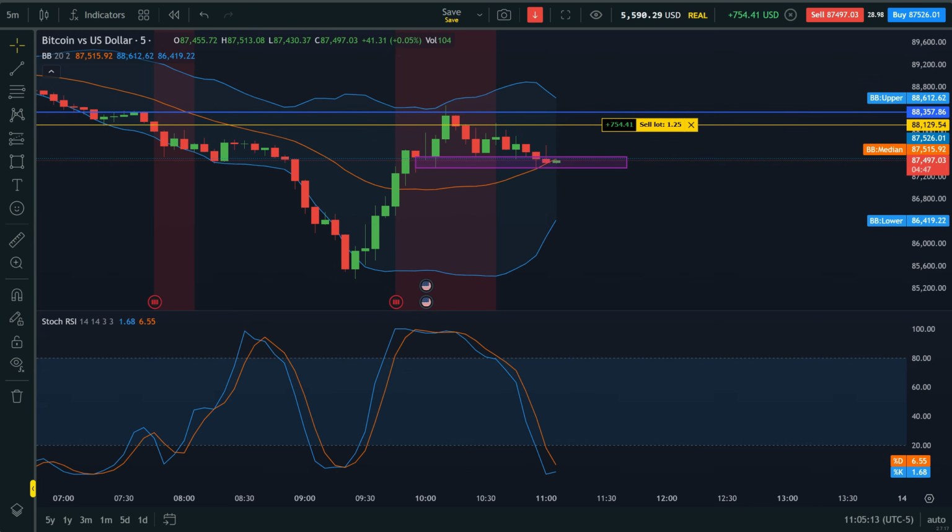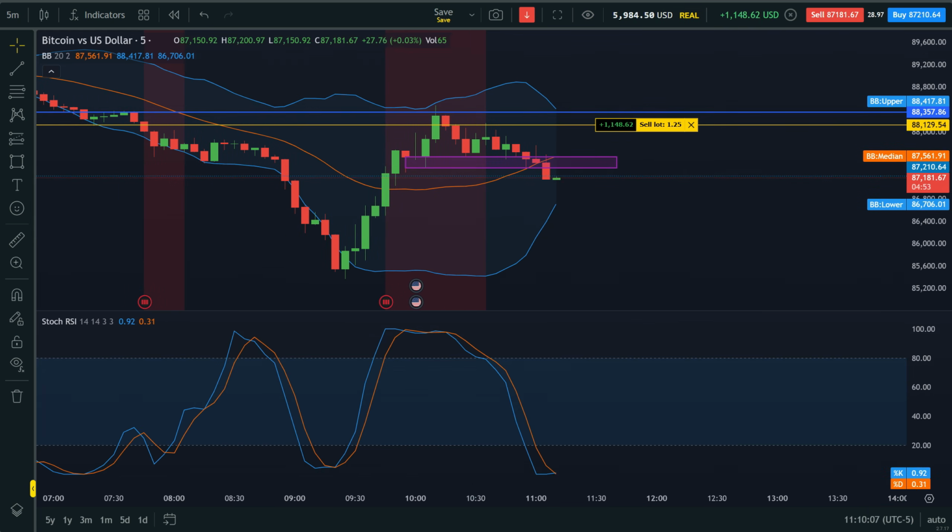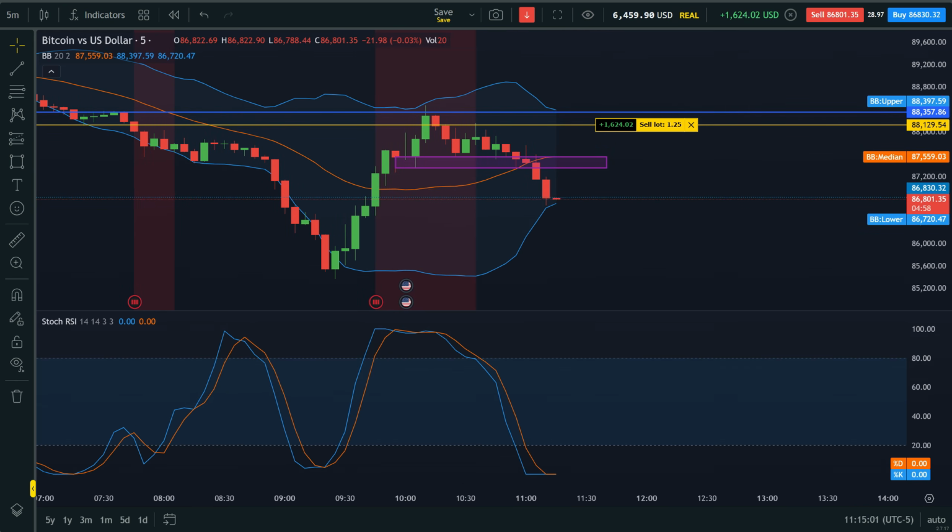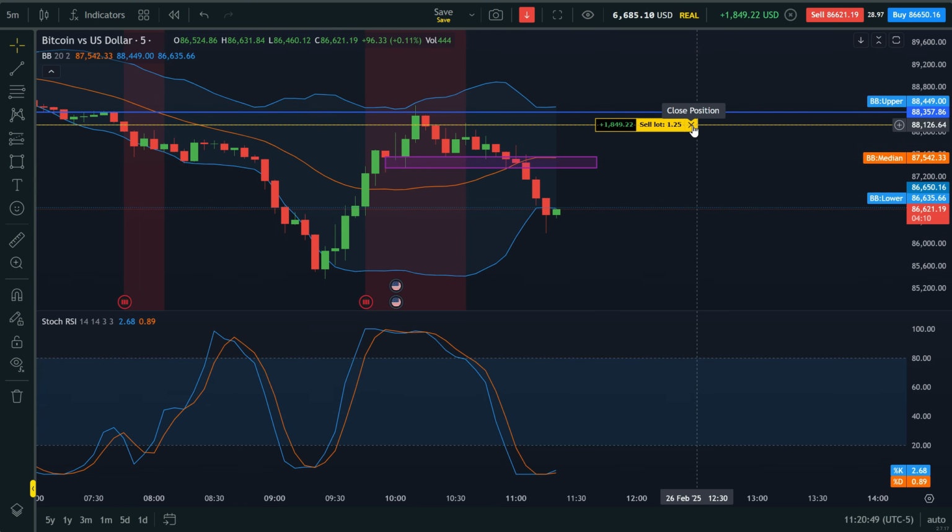The price has successfully broken through this key level, confirming that the sellers have taken full control. Now, if you look at the stochastic RSI, you'll notice that it has also entered the oversold zone. This is an important signal because, as I've mentioned before, when stochastic RSI is in the oversold zone, price tends to move quickly, creating strong momentum in the market.